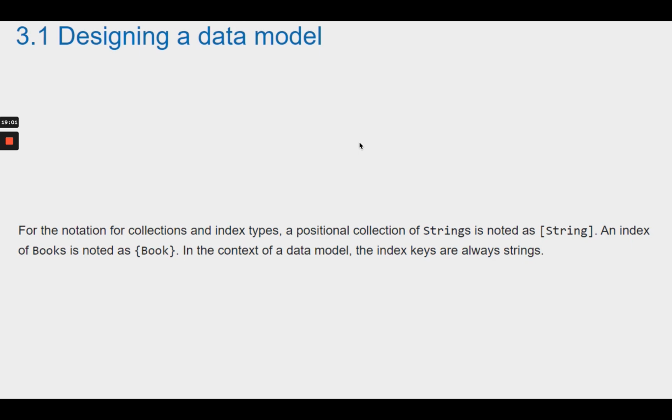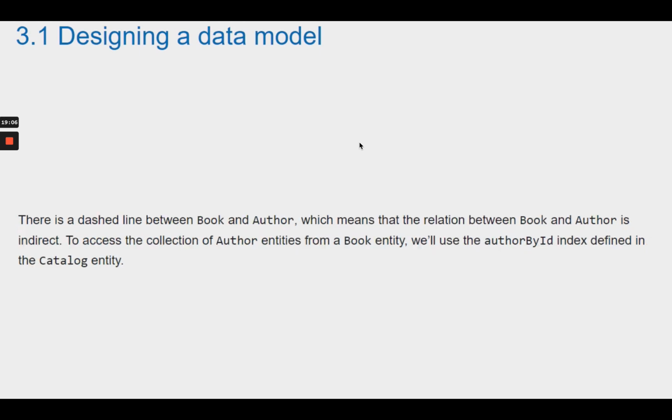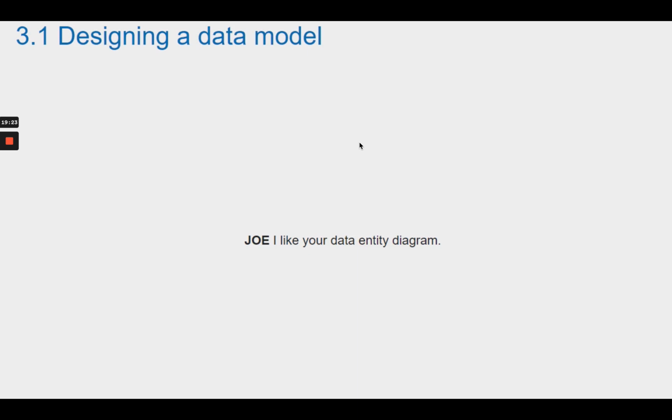In the context of a data model, the index keys are always strings. There is a dashed line between book and author, which means that the relation between book and author is indirect. To access the collection of author entities from a book entity, we'll use the author by ID index defined in the catalog entity.